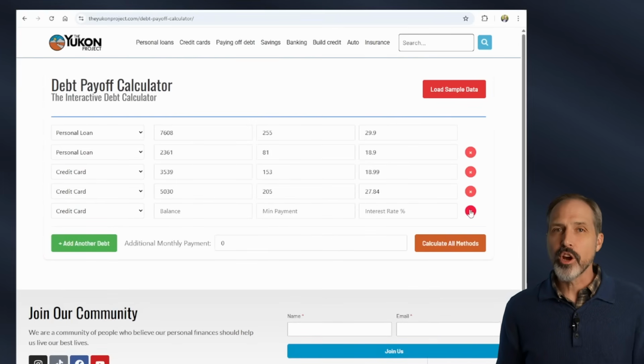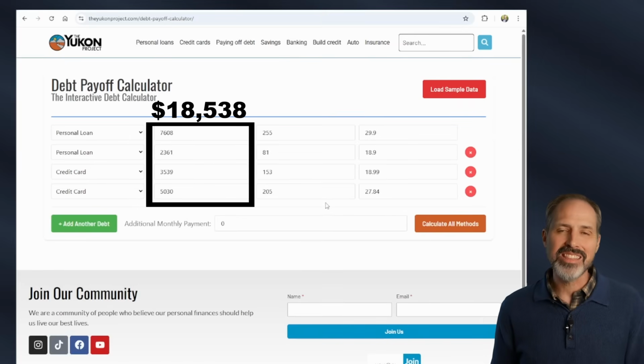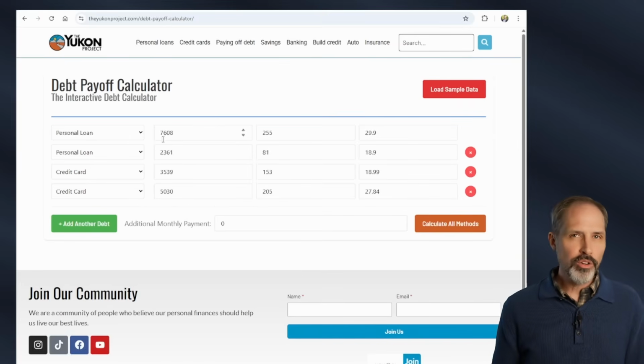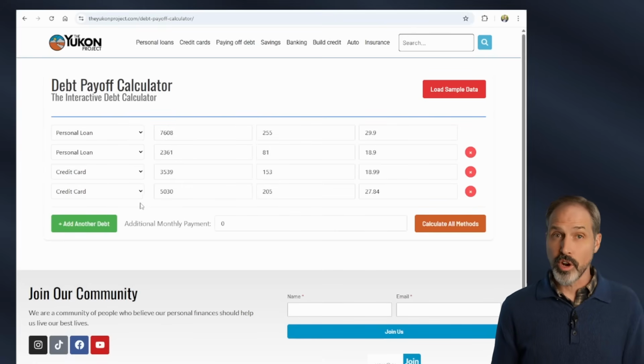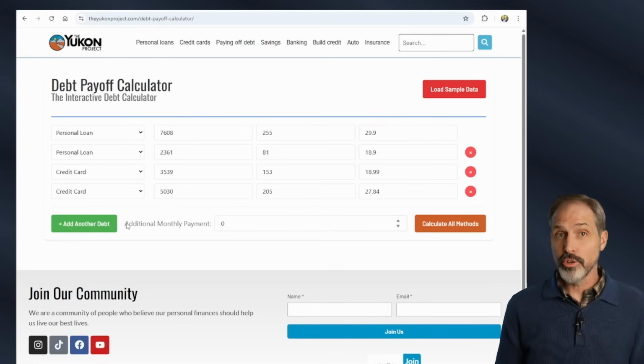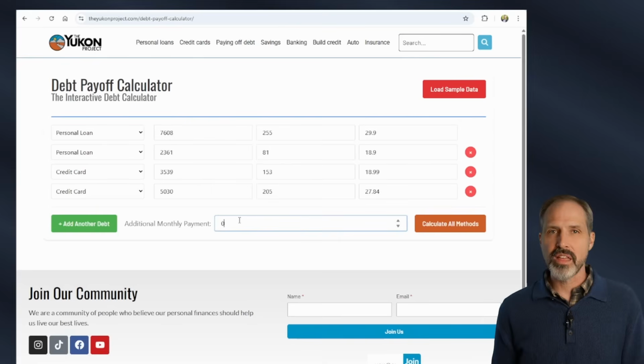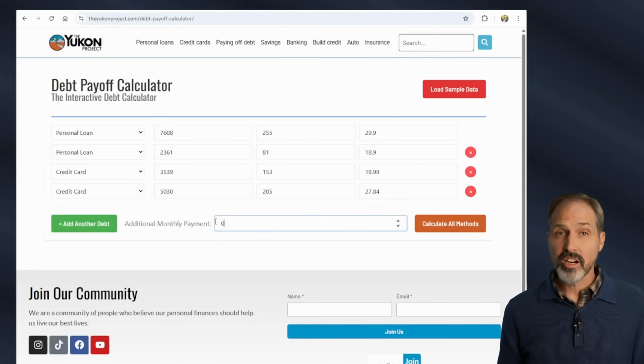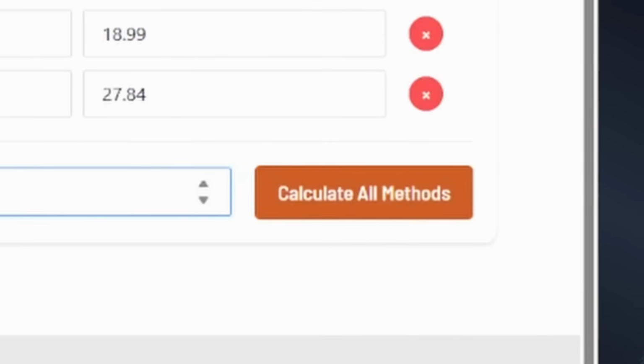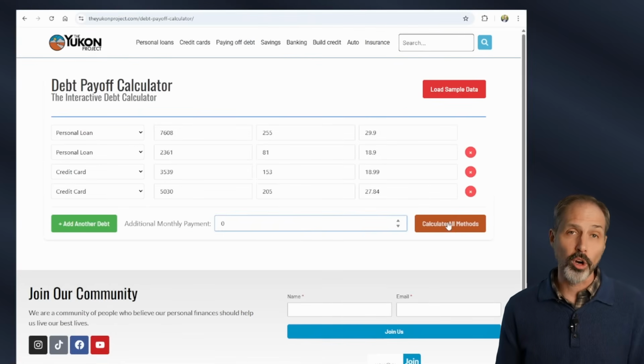In this scenario, we're trying to pay off over $18,000 in debt. 2 of the debts are personal loans and 2 of them are credit cards. If you have any extra money in your budget that you can devote to paying down your debt, you can include it in this space. That will play a role in the Snowball and Avalanche methods. Once you have everything in there, click Calculate All Methods. This is where the system does all the work for you.